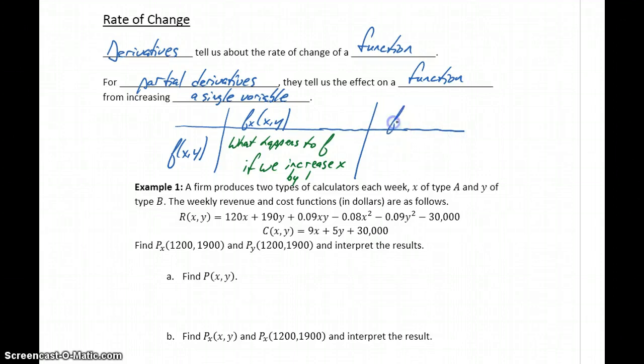If we look at f sub y of x y, meaning we're looking at the first partial derivative with respect to y, that's telling us what happens to our function if we increase our y coordinate by 1, or our y value by 1.